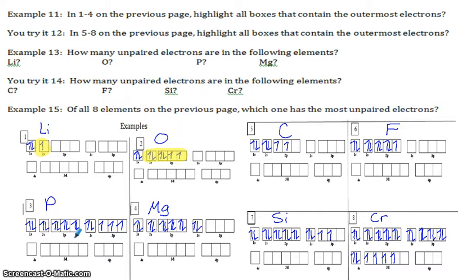On number 3, I've got 1, I've got 2s, but I also have some electrons in the 3s and the 3p. So I'm going to highlight both the 3s and the 3p because they're the highest number. And in number 4, the highest number here is 3s, so I'm going to highlight those. Example 12 says, in 5 through 8, highlight all the boxes that contain the outermost electrons. So pause it, take a second, and make sure you can highlight the outermost electrons in 5 through 8.